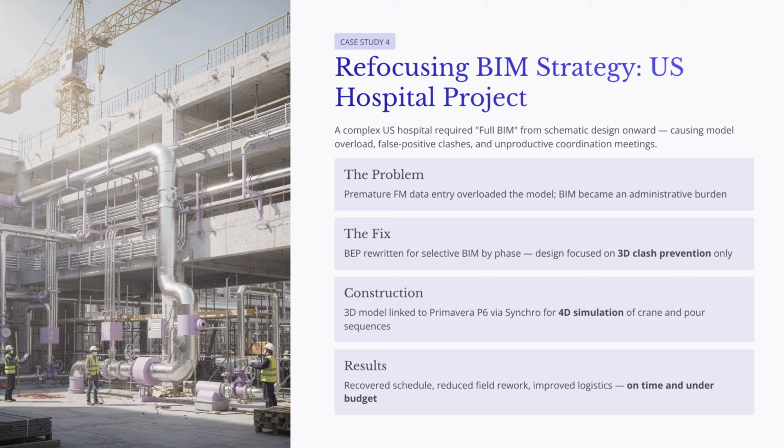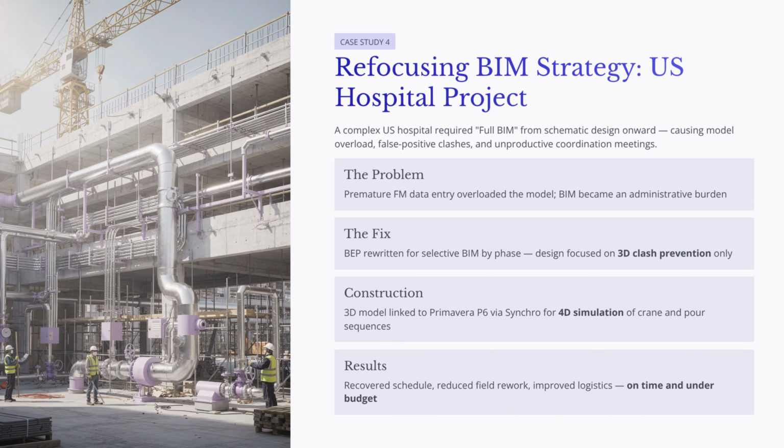This case study shows why selective BIM application is so important in real projects. The project was a complex hospital in the United States. Hospitals are very difficult buildings to coordinate because they contain dense networks of HVAC systems, plumbing systems, electrical systems, medical gas piping, and specialized equipment. Many of these systems must fit within limited ceiling and wall spaces.